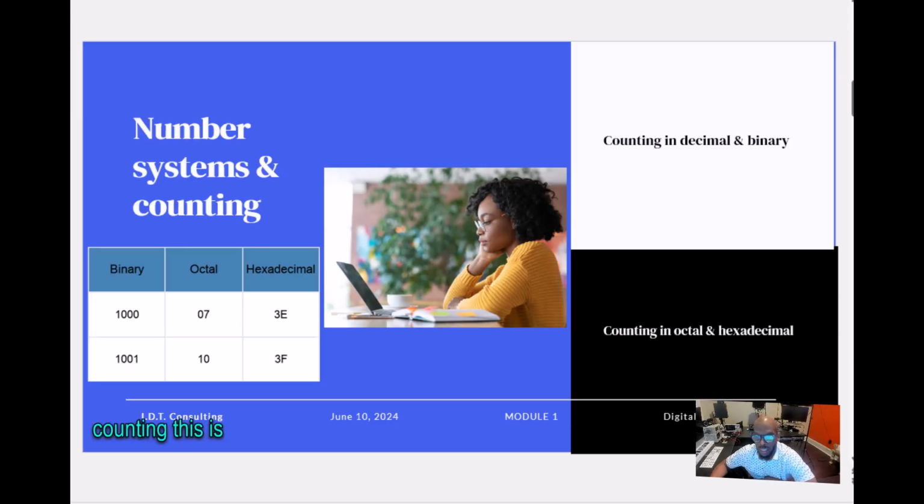Number systems and counting. This is Module 1. In this module, you will learn counting in decimal and binary, counting in octal and hexadecimal.